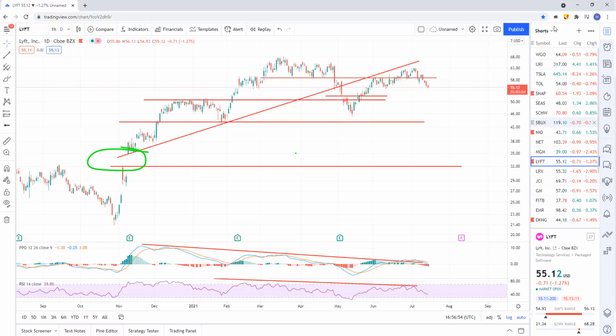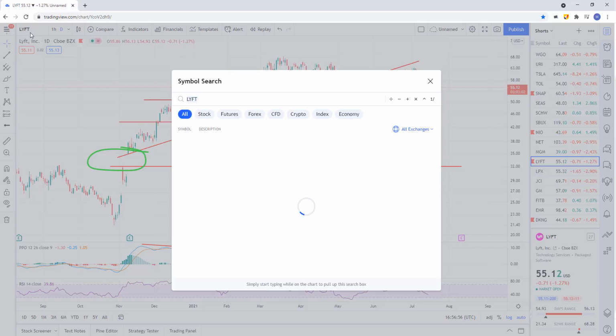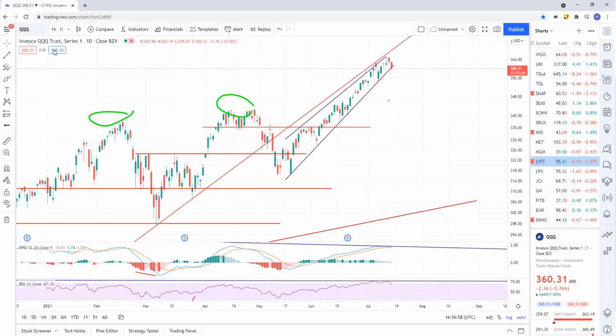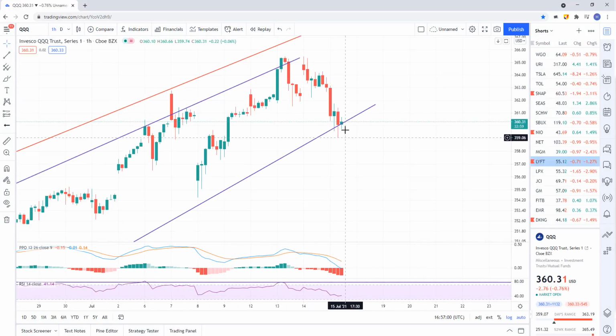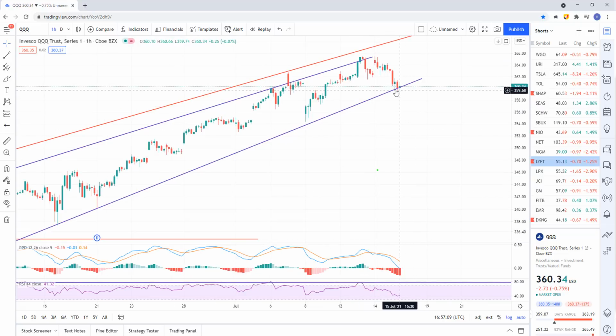And then I just want to wrap up real quick by going back through the Qs, and you can see they're holding that trend line so far. You can see on the hourly we dip below it, but no hourly closes below. So no breakdown, no sell signal. We just have to continue to wait. The buyers are right in this area trying to hold this support.